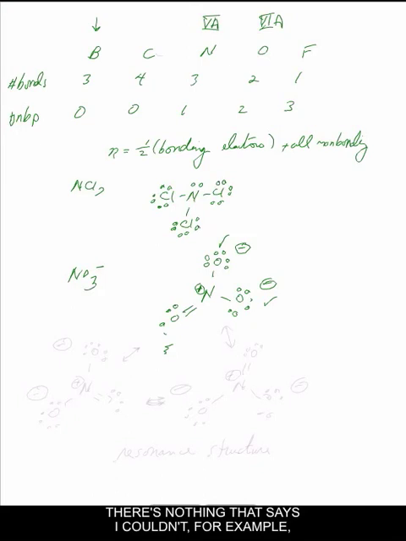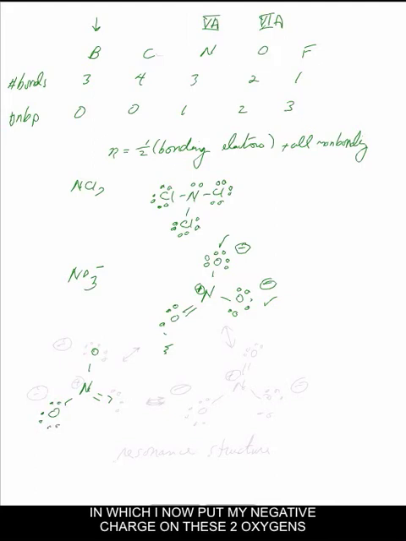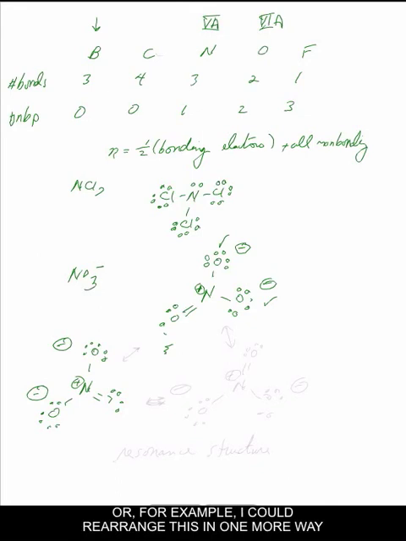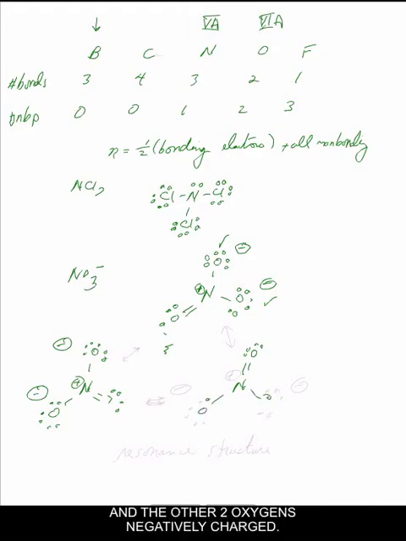There's nothing that says I couldn't, for example, rewrite my structure this way, in which I now put my negative charge on these two oxygens, and make the right-hand oxygen double bonded and therefore neutral. Or, for example, I could rearrange this in one more way and have the top oxygen double bonded and the other two oxygens negatively charged.